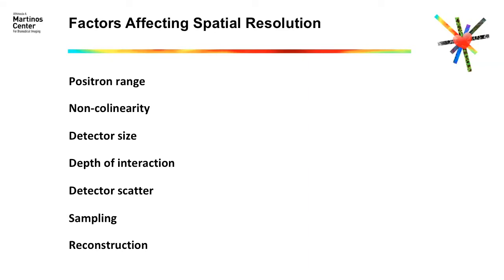The depth of interaction. So basically, within a camera detector, it is important whether the gamma ray impacts at the very beginning or at the very end of the detector, because that will increase a little bit the distance from the line of response. Detector scatter can also happen inside the detector, and it can actually deviate out, and that's also increasing the blur. Sampling, so how much are we going to sample the image, and what voxel size are we going to use, or even reconstruction parameters, yes? So all those are affected.